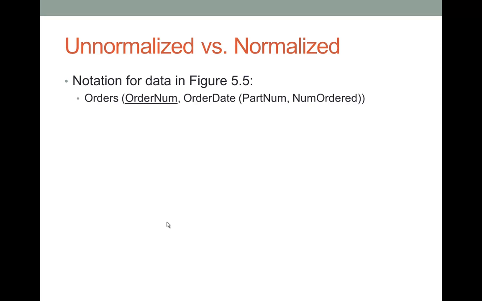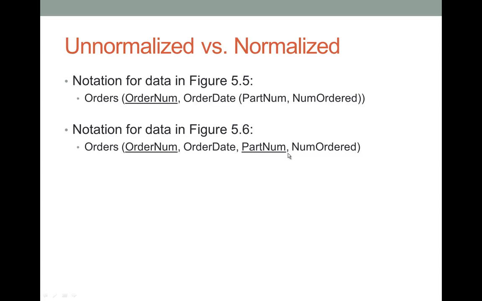If we were to look at the notation for the data in figure 5.5, we'd have an orders table with order number as the primary key and the order date, and then for the next part another set of data because it was multi-valued with the part number and the number ordered. But once it's hit first normal form, we now have that concatenated key. So all the data has the same rank, and it's the combination of order number and part number together that uniquely identify each record. So now the data has hit first normal form.